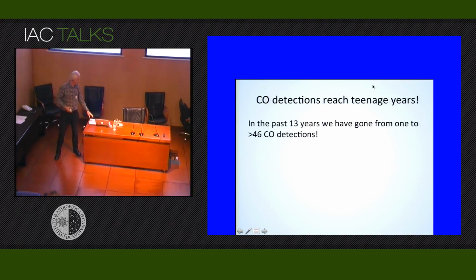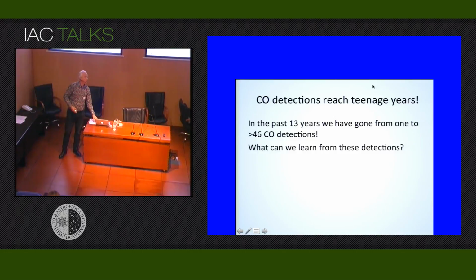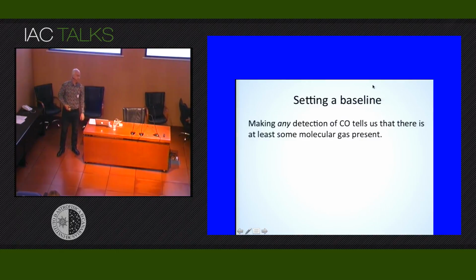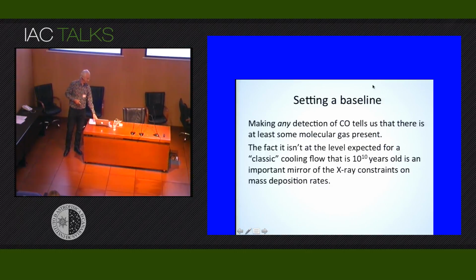So we've gone from 1 to 46 detections of CO. And what can we learn from these detections? Well, first of all, just making a detection of at least one tells you that there's some cold molecular gas. So something is cooling or is cold, which is reassuring and needs to be explained.